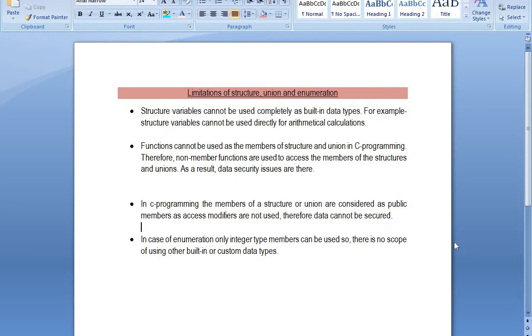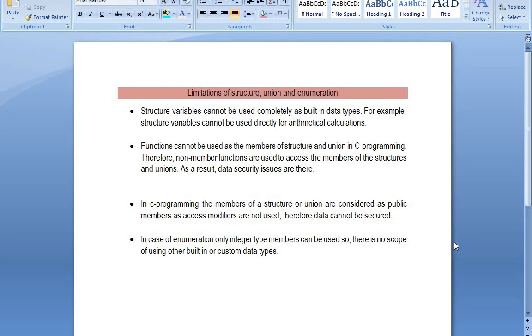That's why they are called non-member functions. Non-member functions means outside the structure and union we may declare any function, and using that function we can access the structure members and union members. Therefore the data contained by the members of a structure or union is less secure. Any function can be formed to modify their values. So a data security issue is there.